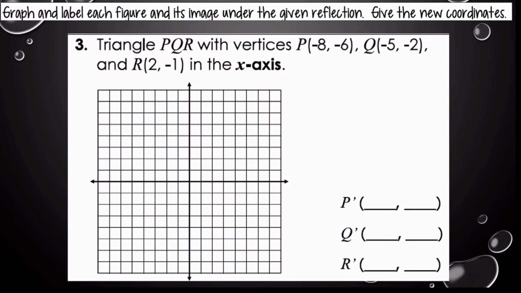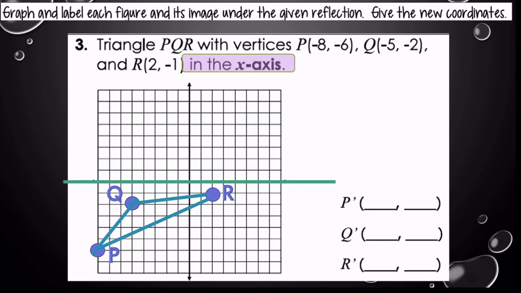Let's try this again. So let's plot our P, Q, and R. So P would come over here, -8, -6. Q is -5, -2. And finally, R is 2, -1. We connect our sides so that we have our triangle. I'm reflecting it. My line of reflection is the x-axis.